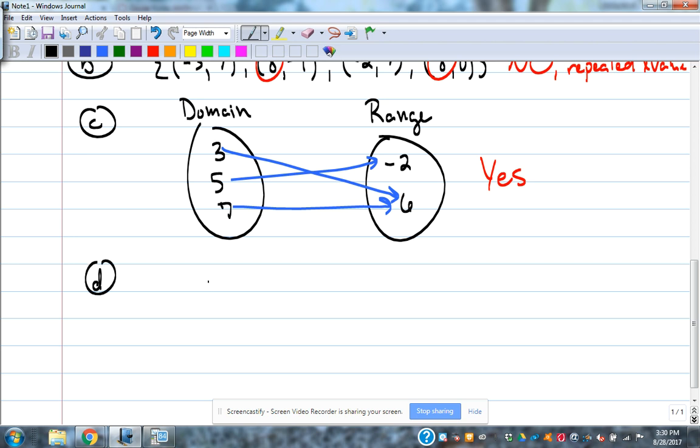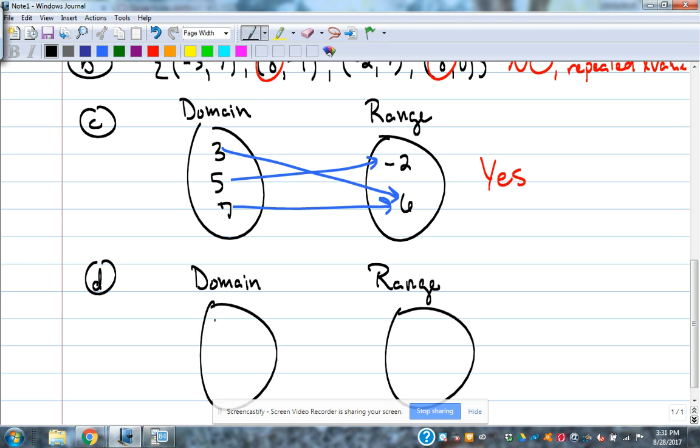Very boring thing here. Do another mapping. Range. 3, -5, 8, 7, -9, 10.